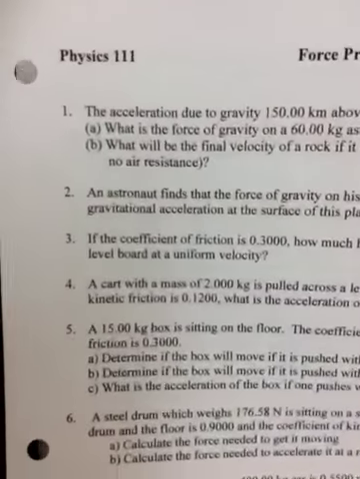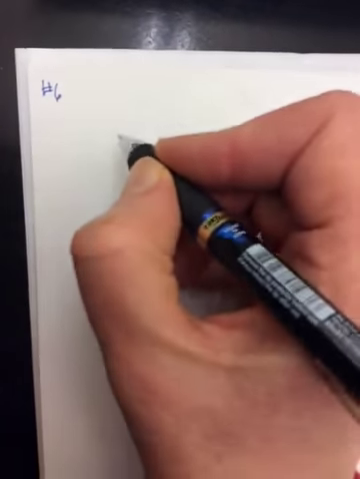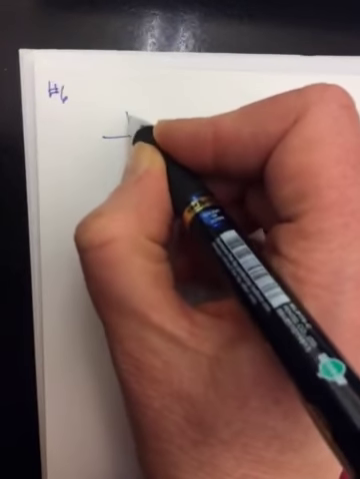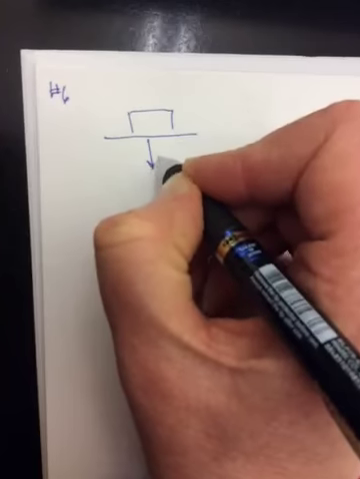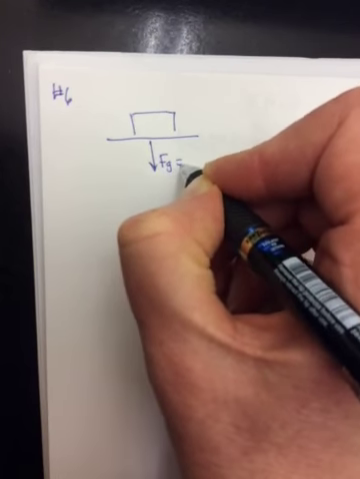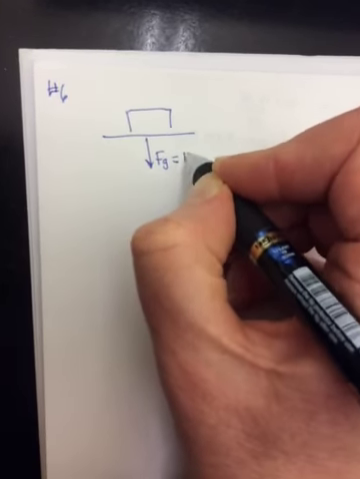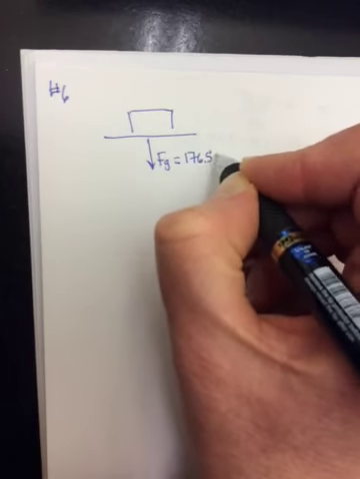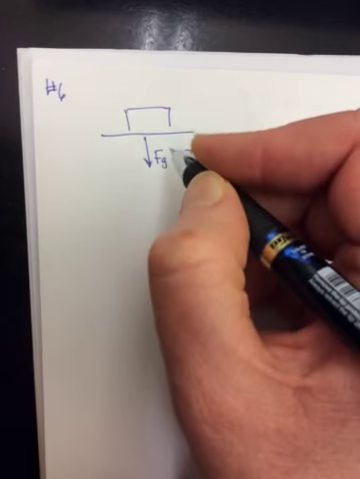All right, let's take a look at number 6 to 11 on this sheet that you have, sheet number 2. Number 6, a steel drum which weighs, so I'm giving you the FG there. FG is equal to 176.58 newtons. Is sitting on a steel floor.